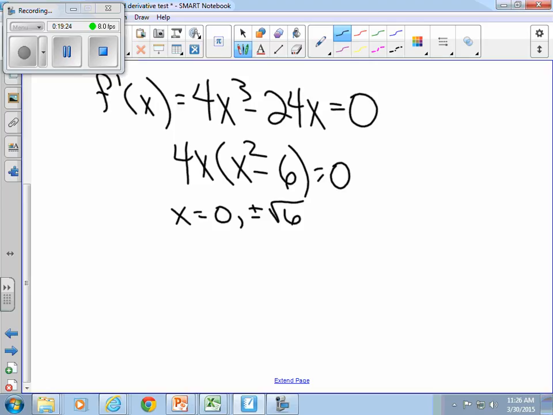So what did everyone get? Now, if I were doing a first derivative test, I would put those on the sign chart, and I would use the increasing, decreasing behavior to tell which ones are maxes and mins. Second derivative test is different. I'm going to find the second derivative.